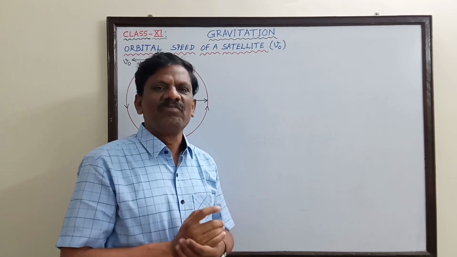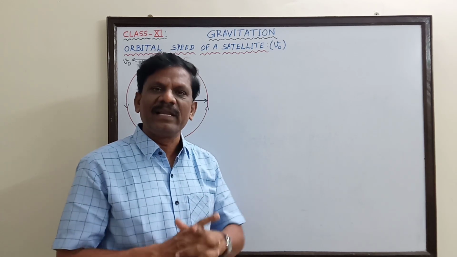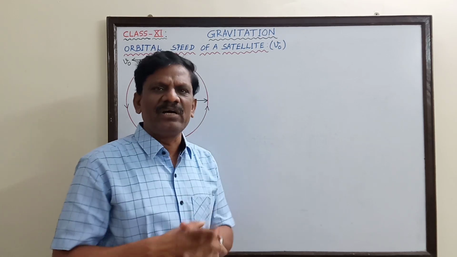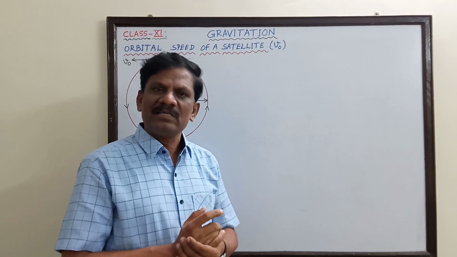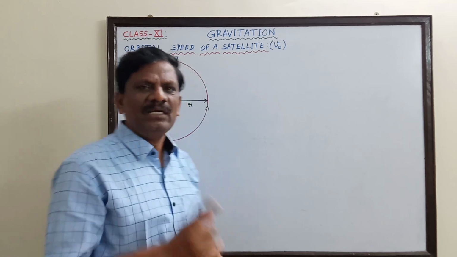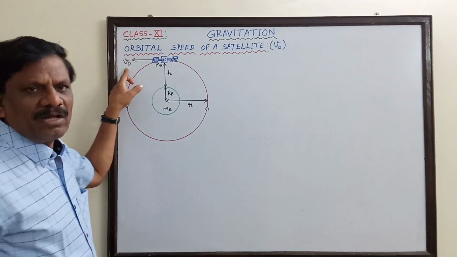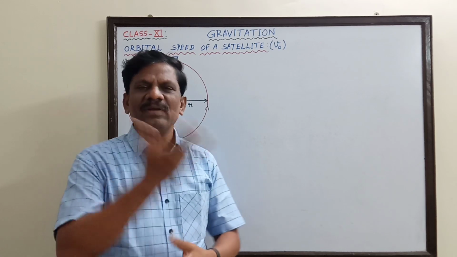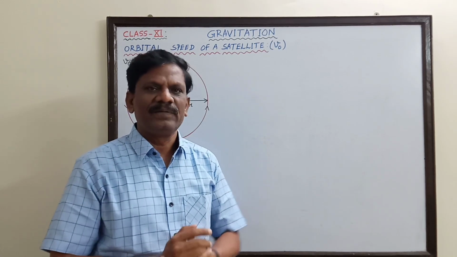Understand that? So the full form of SLV is what? Satellite launch vehicle. So the satellite is being launched or injected into the circular orbit tangentially or horizontally with a velocity called orbital velocity. With the same velocity only, the satellite will revolve around the planet.